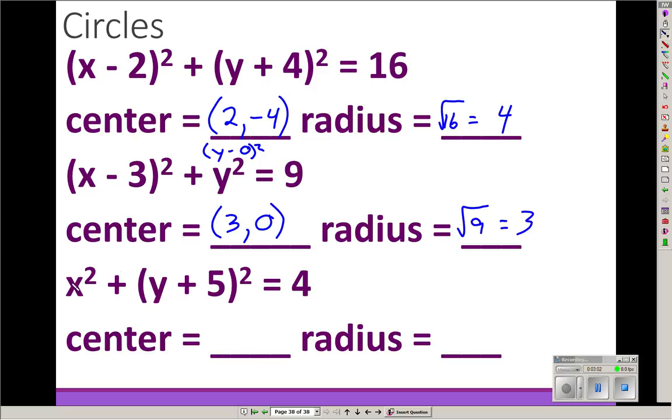And the next one, you just have an x squared, so just like the one above, that's really, if you think about it, x minus 0 squared. So the x coordinate is 0. K will be the opposite of 5, which is negative 5. And r squared is 4, so the radius is the square root of 4, which is 2. So anytime you just have an x squared or a y squared, that coordinate is 0. H and k get the opposite signs otherwise, and the radius is the square root of the r squared.